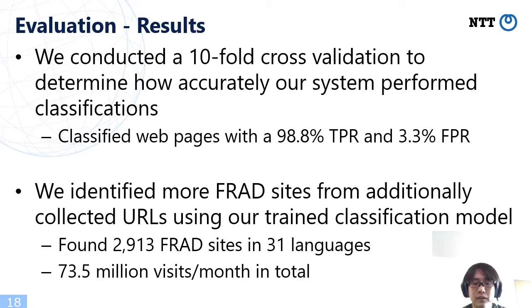As a result of classification, we found more than 2,900 domain names of flood sites written in 31 languages. The total user access to these flood sites was 73.5 million visits per month. We analyzed these flood sites in detail in the following experiment.